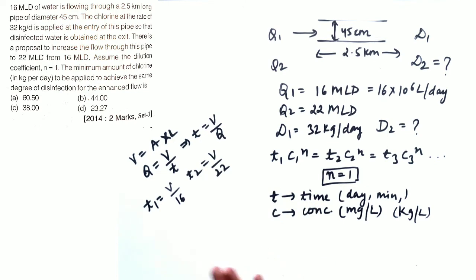You have calculated T1 and T2. You need to calculate C1. How can you calculate C1 now? See, C1 has to be calculated in terms of milligram per liter. You know Q. Q is in liters per day.